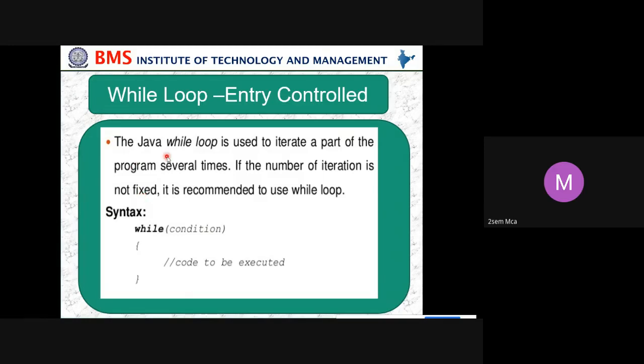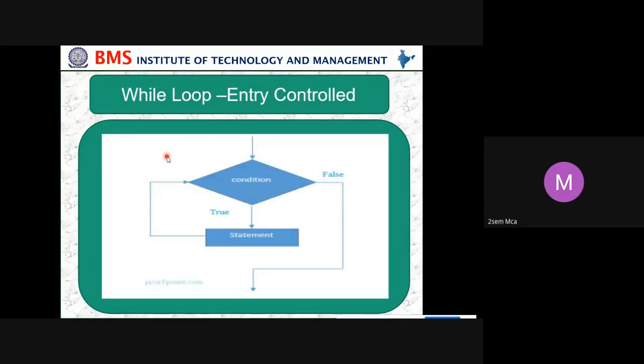So the Java while loop is used to iterate a part of a program several times. If the number of iterations is not fixed, it is recommended to use a while loop. This is the flow chart for it. If the condition is true, it keeps repeating as many times as needed, or else if false, it will come out. So this is the while loop.